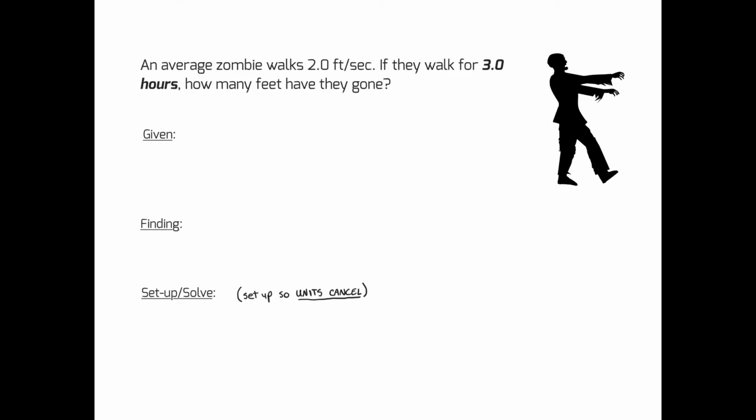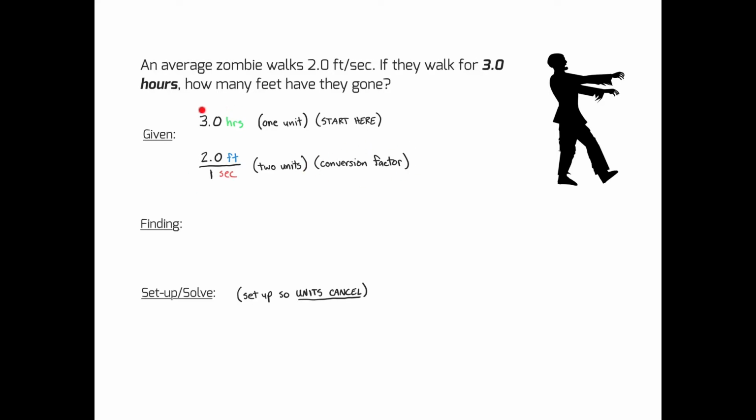So our zombie's still walking, and he's still only going 2 feet per second. Except now he's been walking for 3 hours, and we want to know how many feet he's gone in those 3 hours. So again, we're going to start by looking at the information we've been given. This part of the problem has not changed, right? He's still going 2 feet per second. It's still a conversion factor.